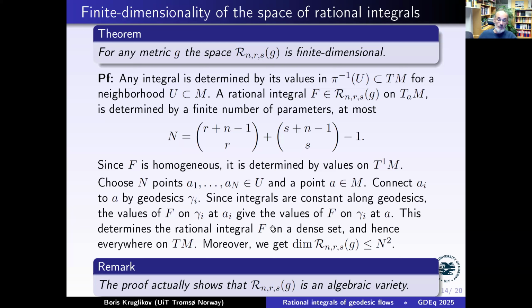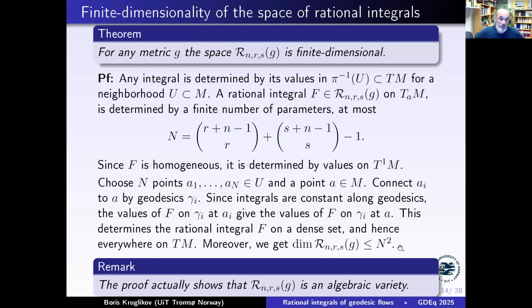By continuity. Yes, because I assume the coefficients are analytic. So this gives finite-dimensionality and a bound n squared, right? Because having n points, I need n values in those points. This is a big number. It's definitely a non-sharp bound.